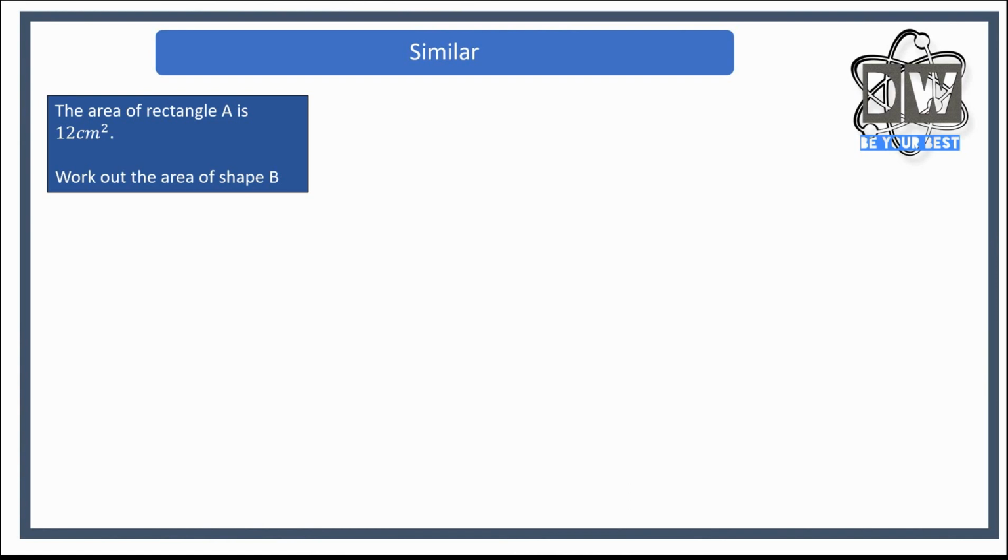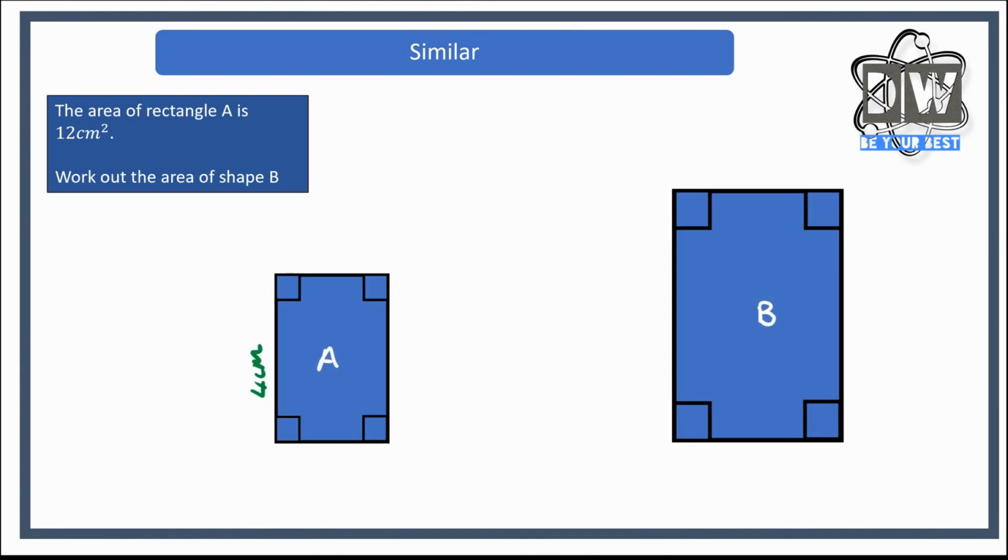So the area of rectangle A is 12 centimeters squared. Work out the area of shape B. So here we go. Here goes the rectangle A, and we're going to work out the B. So the way that we do this is really simple. We use the formula for a rectangle as a starting point. So what's the formula? Let's write that down. Oh, sorry, we need to have one length of the other side. So there's the formula. Area is base times height.